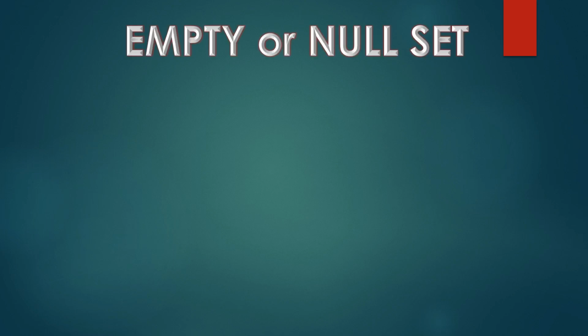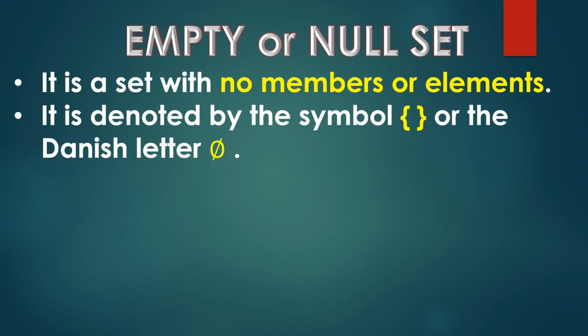What if the set has no members or elements? It is called an empty or null set. It is a set with no members or elements. It is denoted by the symbol open and close braces or the Danish letter O.